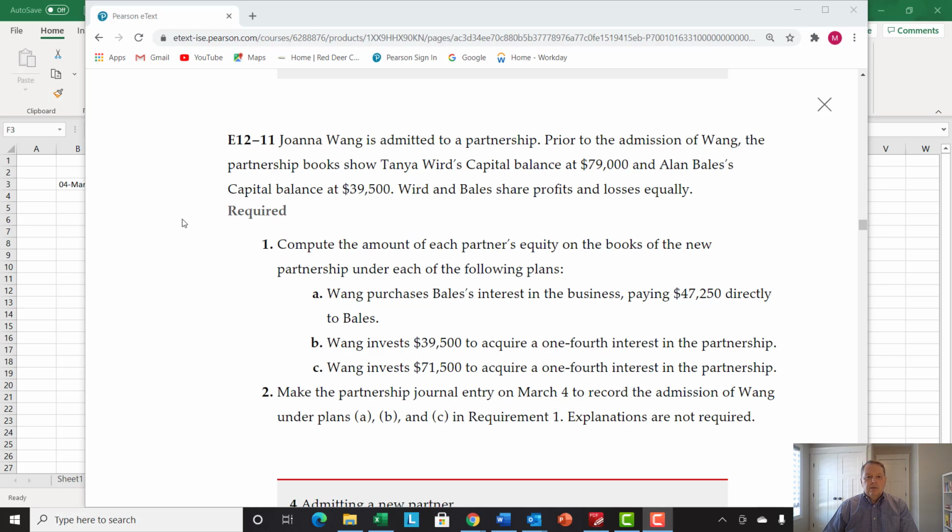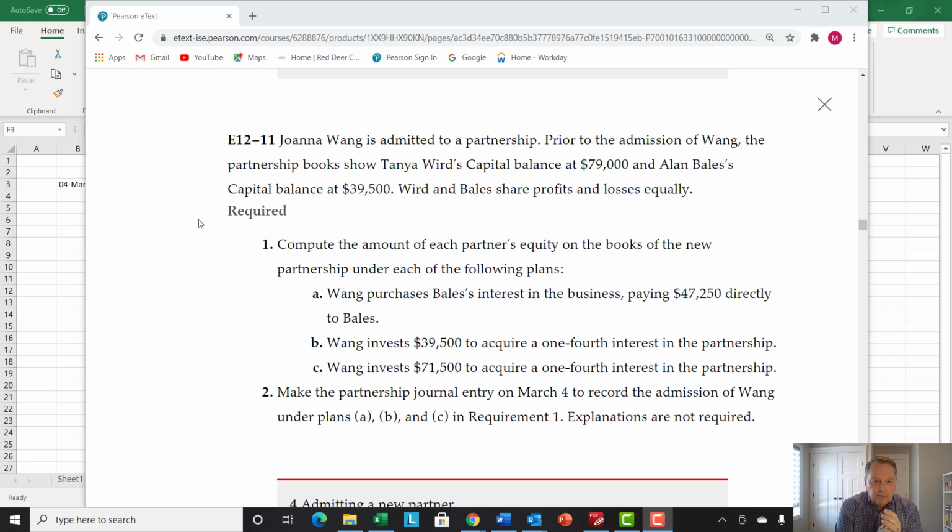Next up is question E12-11. This one is the admission into a partnership of a partner. There's a couple of calculations in here and a couple of journal entries we've got to do. So let's dive into this one.